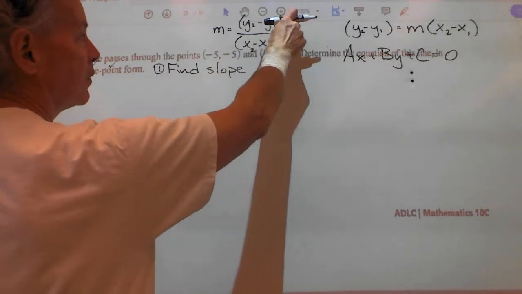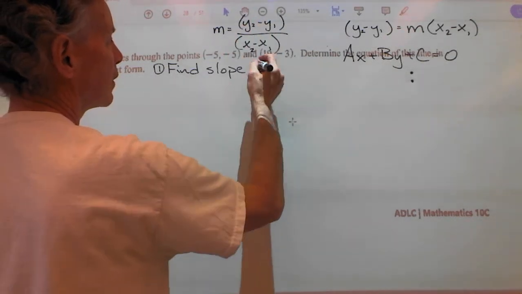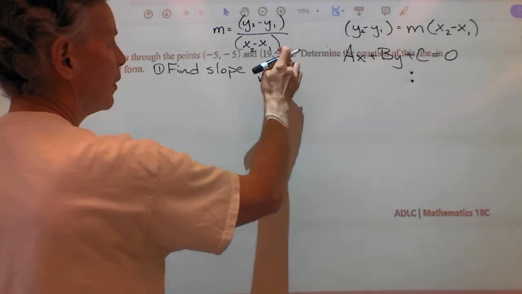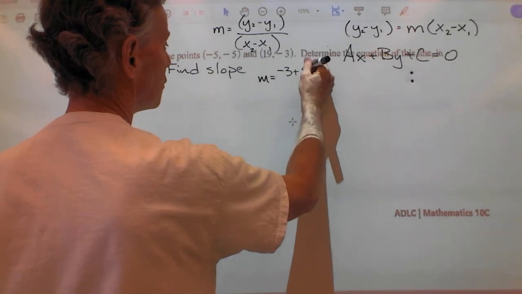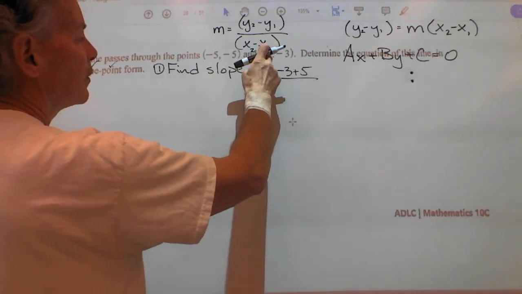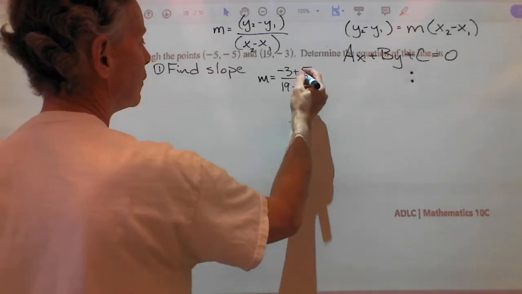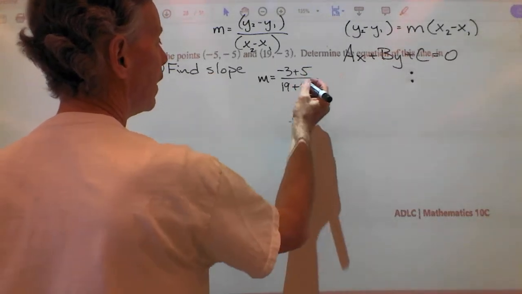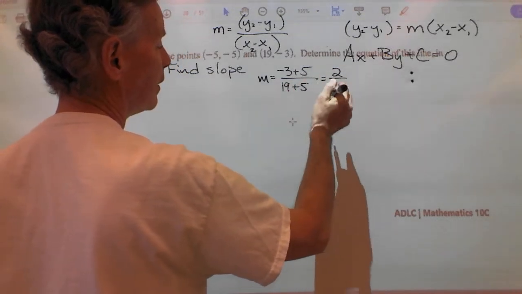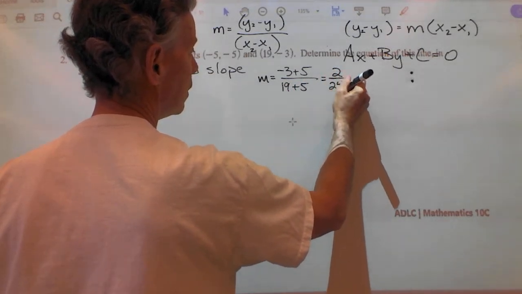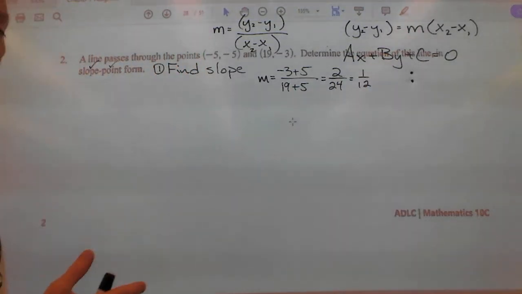And so we do that using our slope formula. m equals y2 minus y1 over x2 minus x1 gives us m equals y2 minus y1, negative 3 minus negative 5, so plus 5, and x2 minus x1, which is 19, again, minus negative 5 or plus 5. That gives us a slope of 2 over 24, or more simply, 1 over 12. Okay? So our slope is 1 over 12.